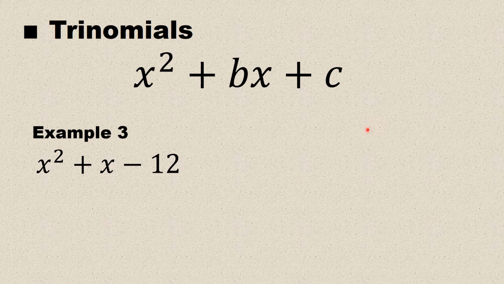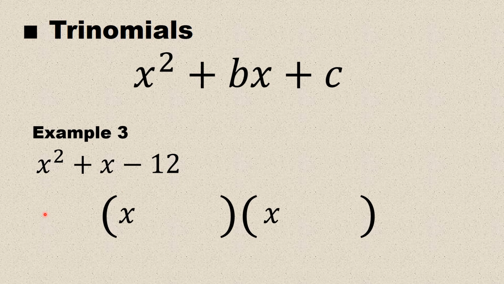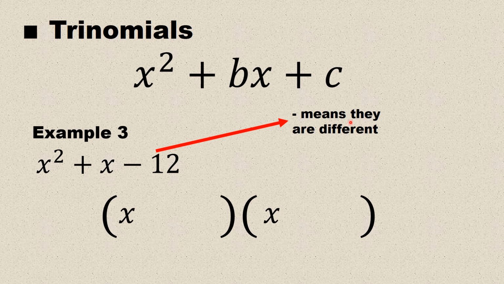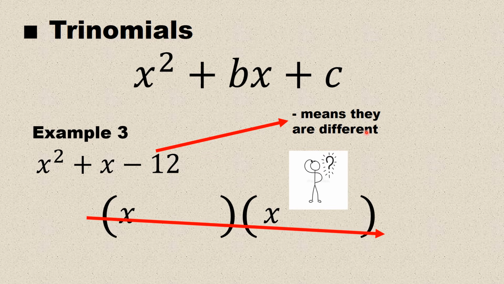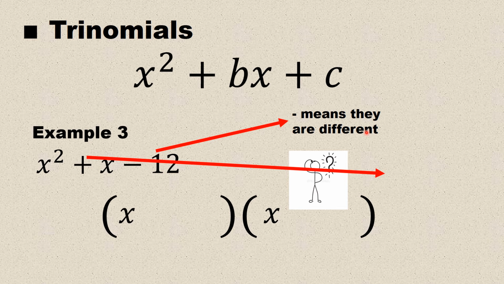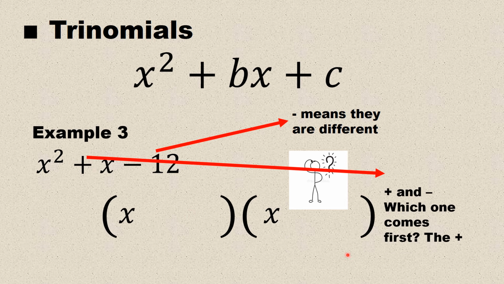A third example. Okay, so here we have to look at the second sign. Let's just first, we see it's a trinomial. We set up our 2 brackets and an x and an x. We go look at the second sign. The second sign tells me that they are different. Okay, so a minus means that they are different. So it's either going to be a plus and a minus, or a minus and a plus. So you look at the first sign to show you which one goes first. It can either be a plus and a minus, or a minus and a plus, but which one comes first? Look at the first sign, the positive comes first. Plus and then a minus.